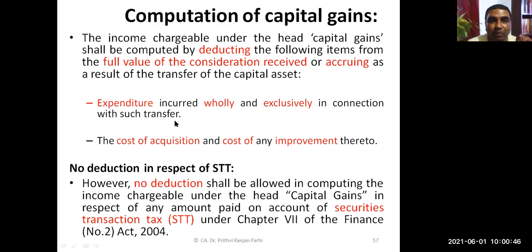Point A, expenditure which is wholly or exclusively in connection with such transfer. Let us say you are transferring a piece of land, and for transferring it, you are paying a commission. That commission you are paying wholly and exclusively in connection with transfer. So let us say you are receiving 5 lakh and you give 50,000 rupees as commission. So 5 lakh minus 50,000 rupees, so 4 lakh 50,000 rupees is your net consideration. Full value of consideration is 5 lakh minus expenditure incurred wholly and exclusively in connection with the transfer, which is 50,000. So the net consideration will be 4 lakh 50,000.